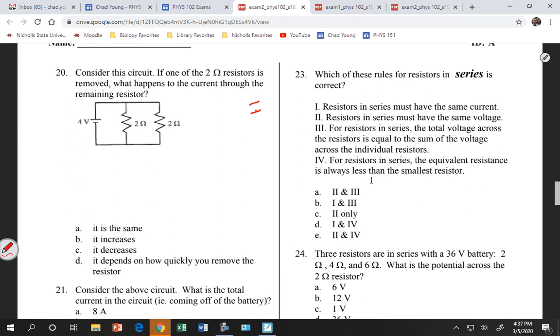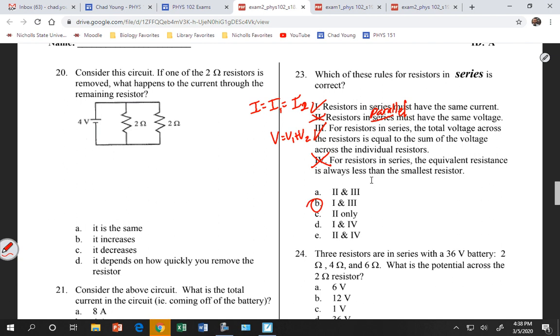So this was I equals I equals I. This one's not true. This would be true for parallel. For resistors in series, this was V equals V1 plus V2. So yes, true. For resistors in series, the equivalent resistance is always less than the smallest resistor. Not true. If it was parallel, it would be true, but this one's not. So it's 1 and 3. Oh, B.